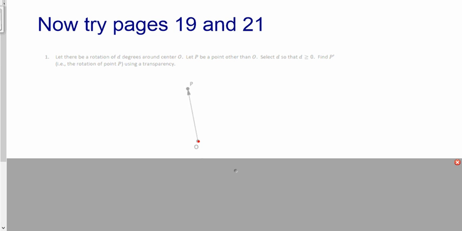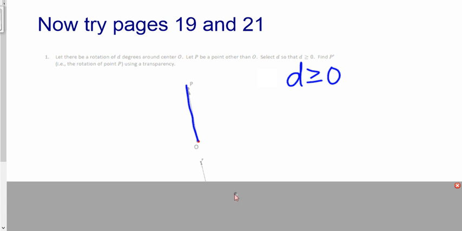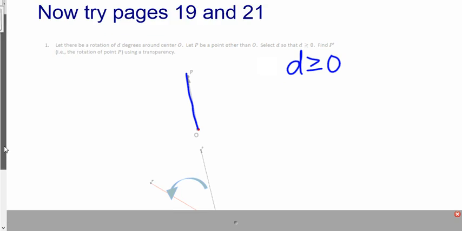Okay. Now, if you go and look at page 19 and 21, you're going to see on page 19 that they want you to rotate this segment OP, and it just says rotate it so that the degree that you're rotating is greater than or equal to 0, and you need to find P prime. So that means you need a positive degree. If it's a positive degree, you need to look at the notes we just took. A positive degree means that I'm going to be moving that counterclockwise. So you are going to draw that figure. There we go. You're going to be drawing that figure, so you have your original, and your new P prime is going to have to be somewhere counterclockwise from where you started. So I want you to go ahead and use that understanding, complete pages 19 and 21.